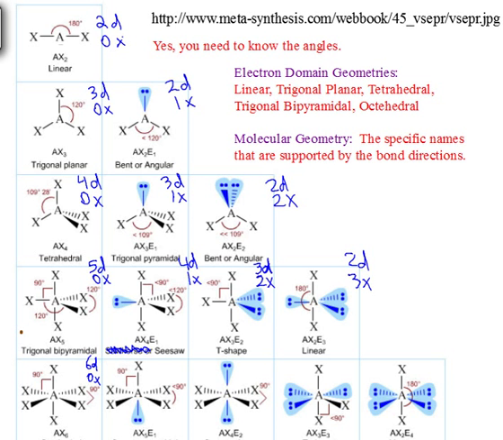I prefer, and this is me, I prefer imagining what it looks like. If I see a T-shape, I imagine what a T-shape looks like, and the second I see what the T-shape looks like in my head, I know the angle is about 90. Or if I see a linear, I know that the angle is 180.